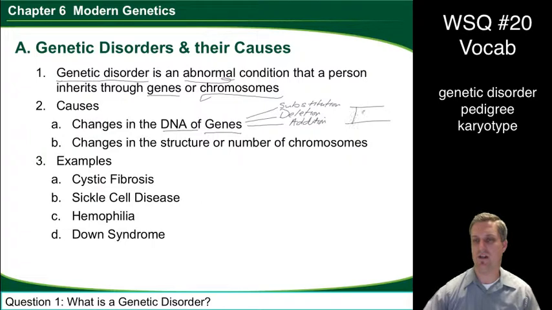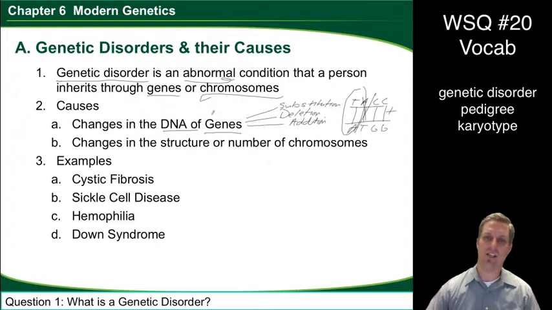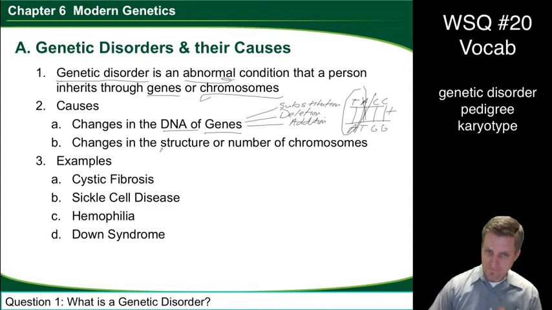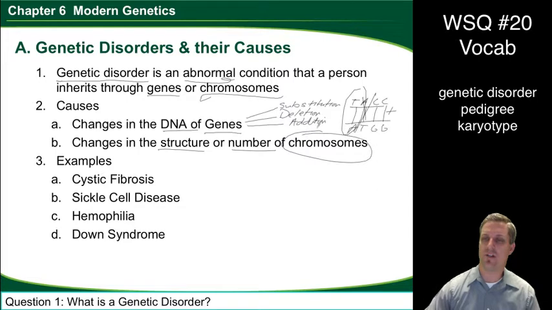So if right here is just my DNA, and I had A, T, G, G, let's say, then on the other side would be T, A, C, C. If I had any change of this, either a substitution for a pair, a deletion of a pair, or an addition of a pair, that's an example of a change in the DNA or genes. The second cause is an actual change in the structure or number of the chromosomes. So the first are changes in DNA genes, and the second are changes in the structure or number of chromosomes.